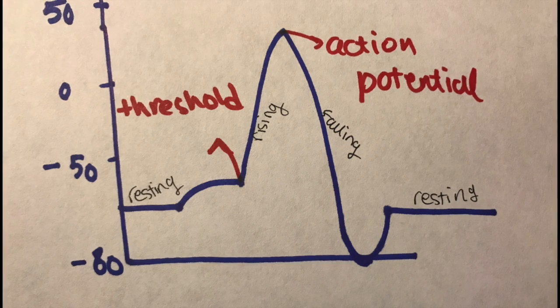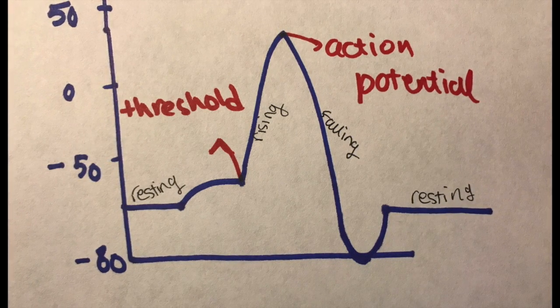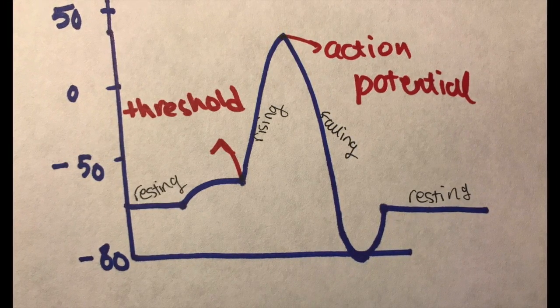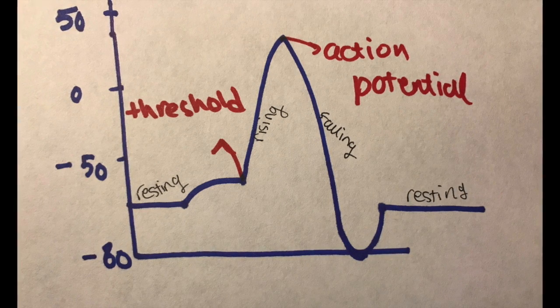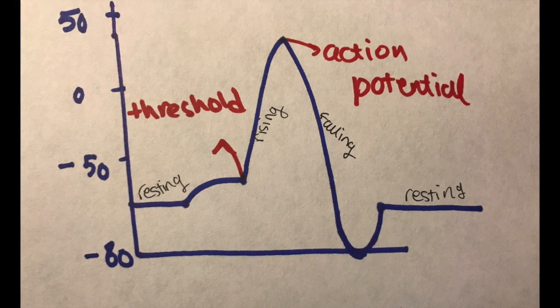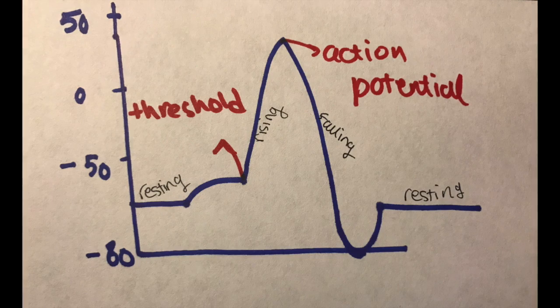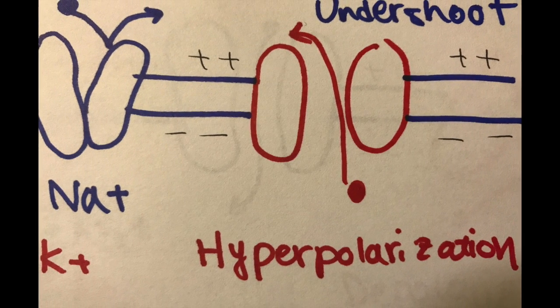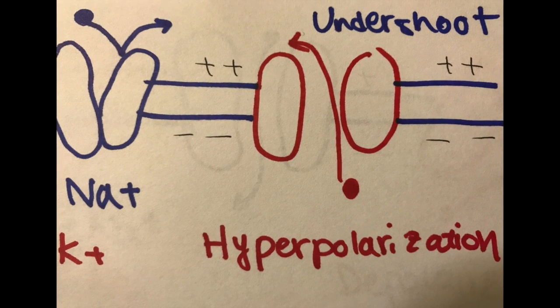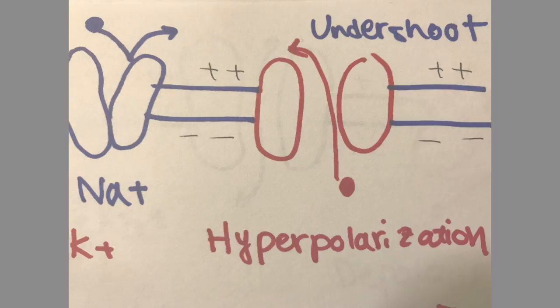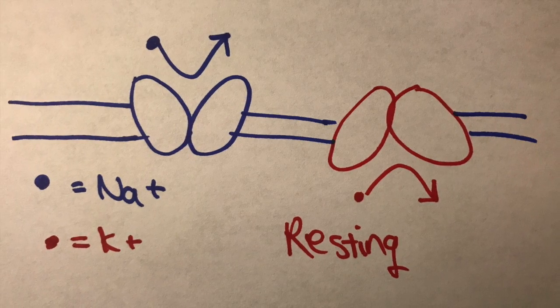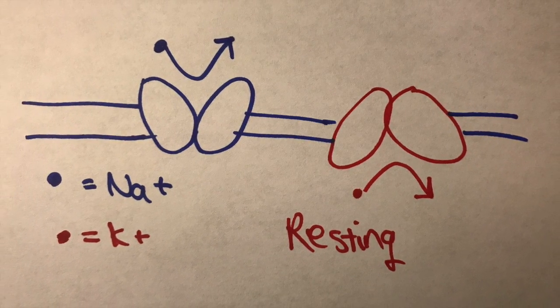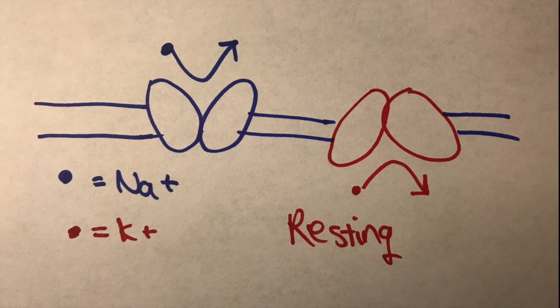And the positive feedback of sodium ion inflow is the rising phase, while the inactivation of voltage-gated sodium ion channels and the opening of voltage-gated potassium ion channels result in the falling phase. During the undershoot, the membrane's permeability to potassium ions is higher than at rest, and potassium ion outflow causes hyperpolarization. During the refractory period, in which sodium ion channels remain inactivated, the neuron cannot respond to another stimulus.